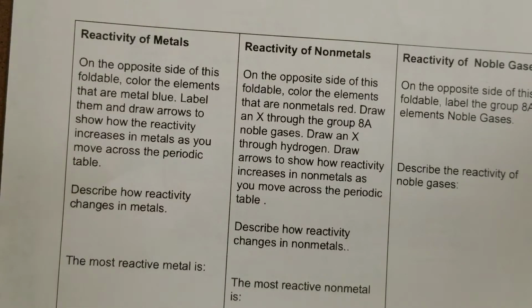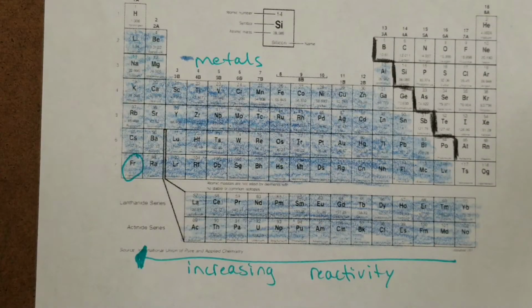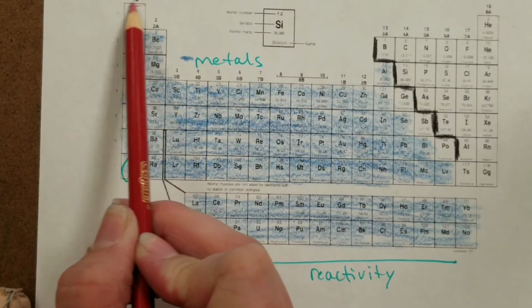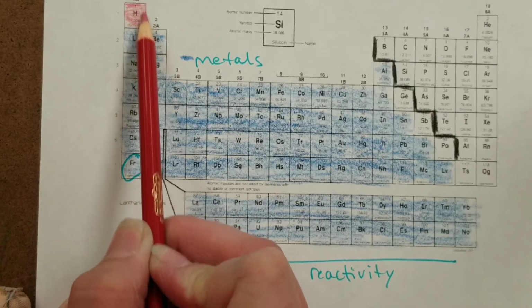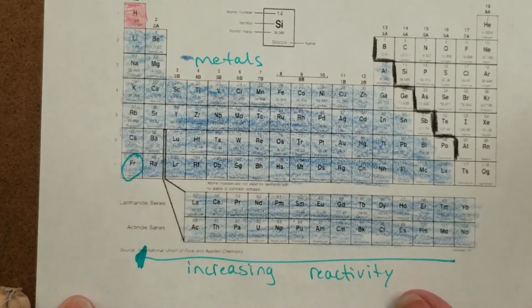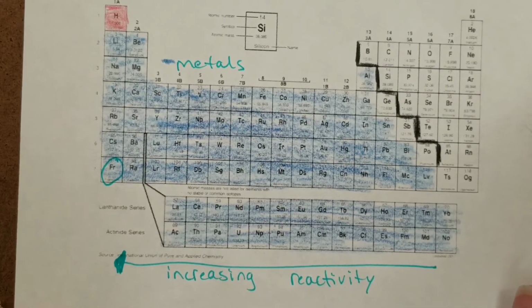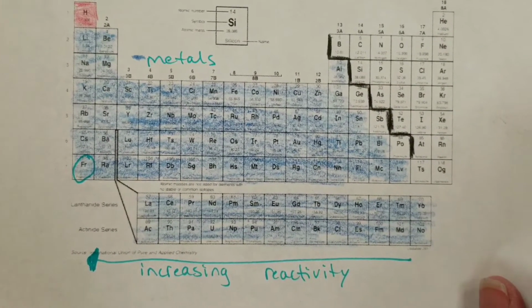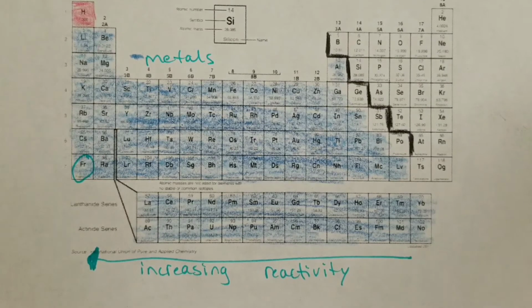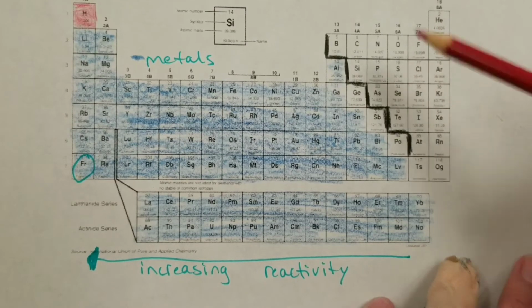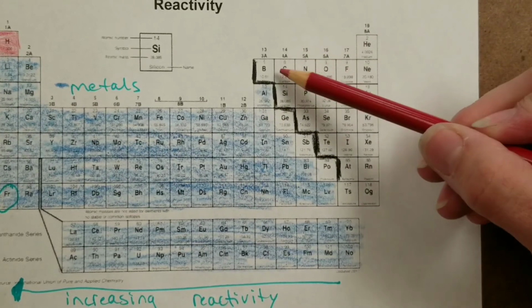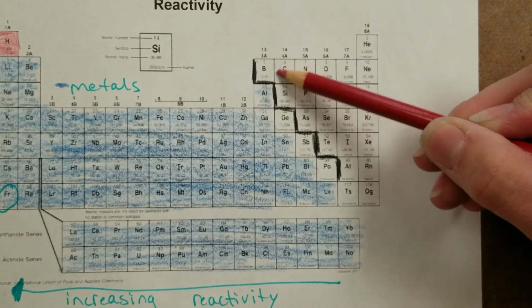On the opposite side, color the elements that are nonmetals red. I'm going to grab my red. So remember, hydrogen is a nonmetal. So let's color hydrogen. This is a nonmetal. And then everything over here. You know what? So technically, we're going to leave our metalloids alone. So we're going to color everything to the right, except for these that are touching my staircase or zigzag.